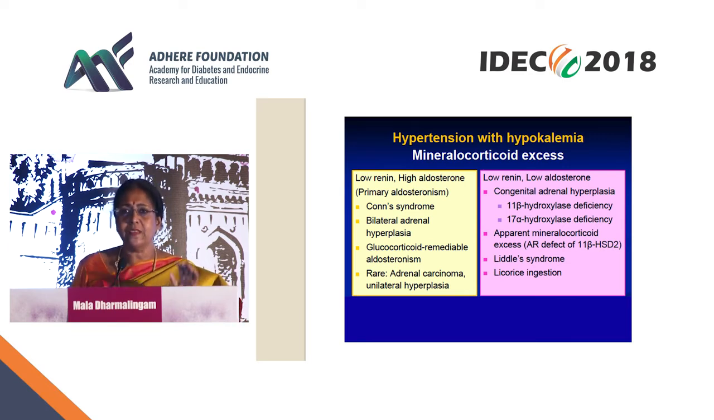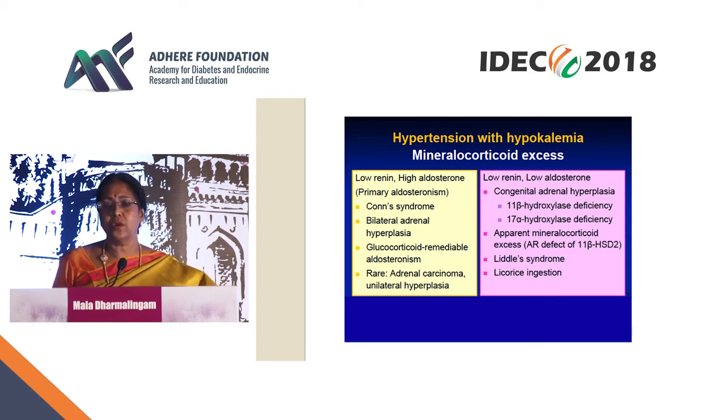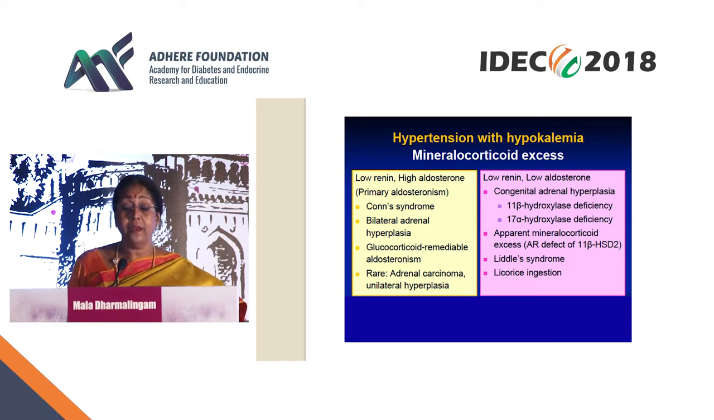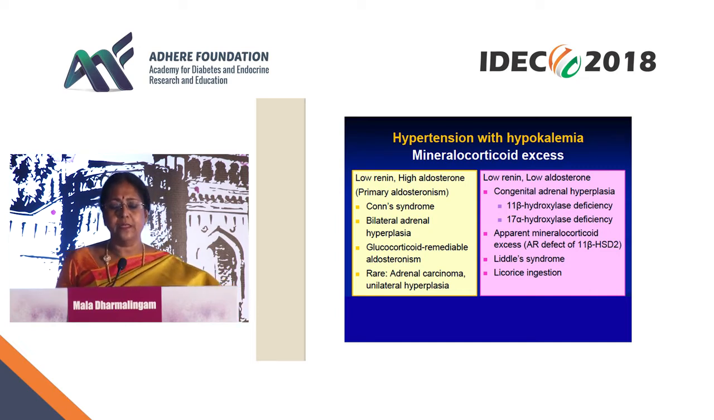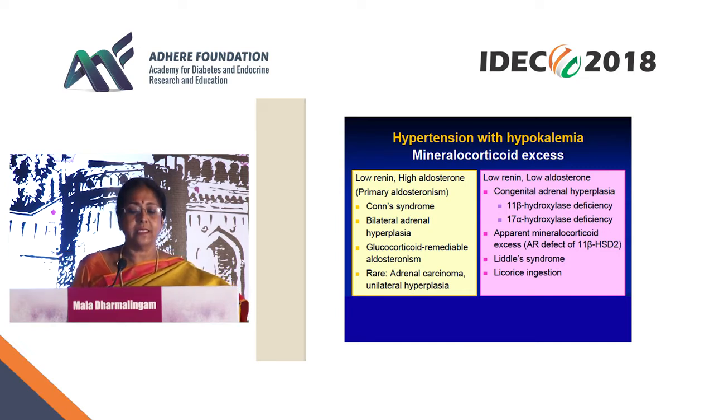So you should have a suppressed renin and an increased aldosterone to say that this is primary aldosteronism. You can't just look at one aldosterone and say this is primary aldosteronism. So if you have a low renin, high aldosterone, you have primary aldosteronism, and all of those are mentioned there. And if you have low renin, low aldosterone, and yet a high BP, you're looking at congenital adrenal hyperplasia, Liddle syndrome, so many of the others which are mineralocorticoid excesses.